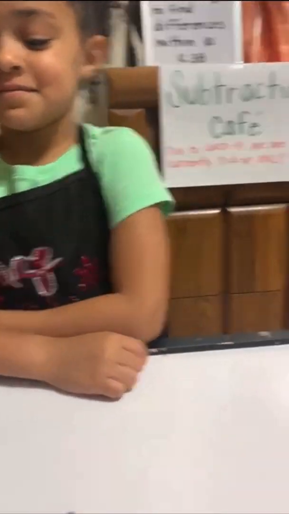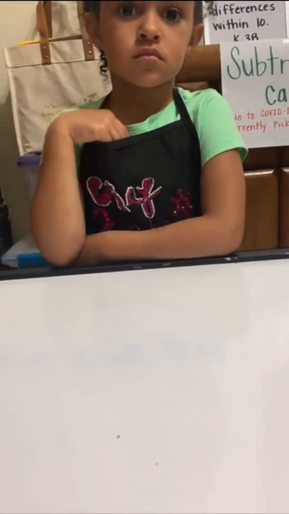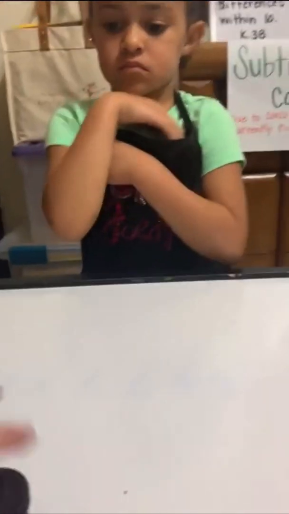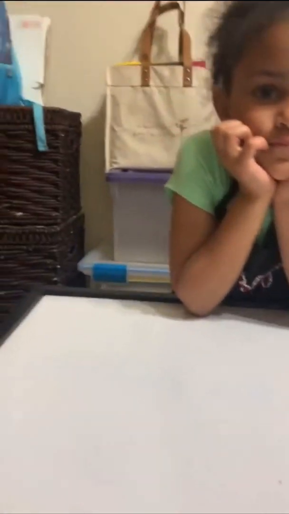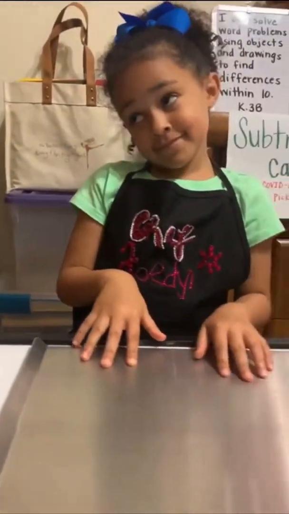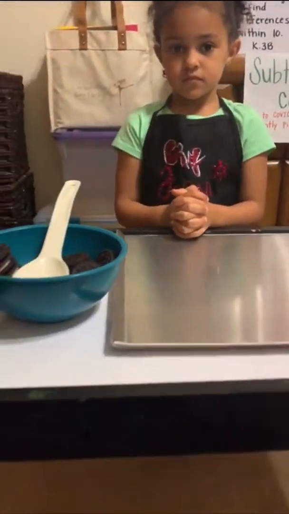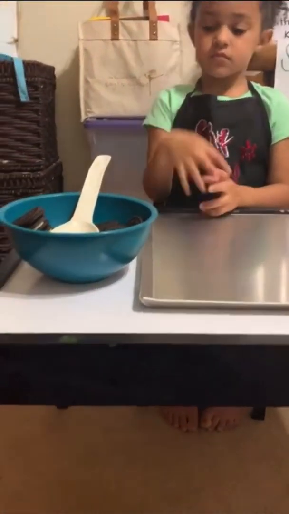Okay. All right, so we're just using things that we have already in our Subtraction Cafe. We didn't go buy anything. We were just using things that we already had available. This Subtraction Cafe just makes the best cookies, let me tell you. Okay, Chef Jordan, so Chef Jordan started with 7 cookies in her cafe.